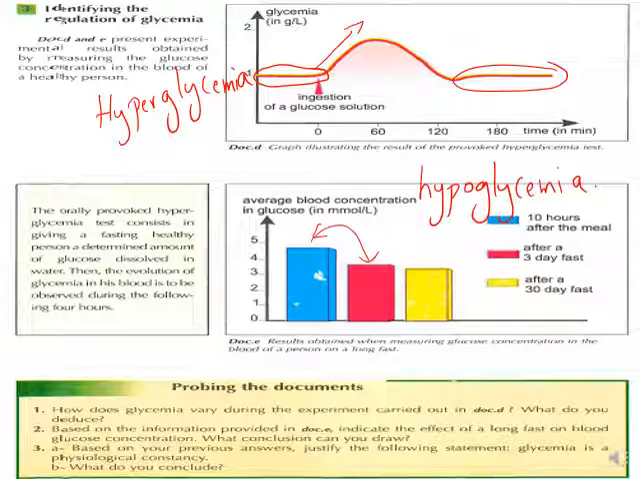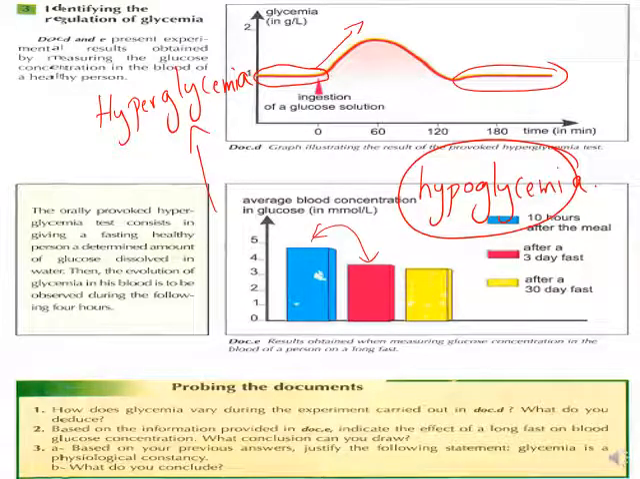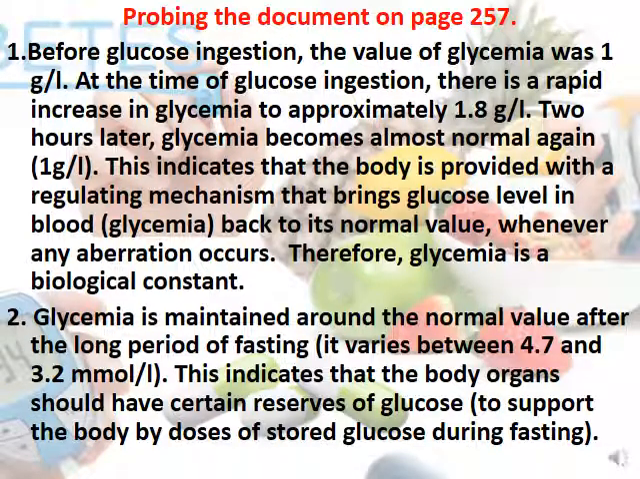Part B, what can you conclude? We can conclude that the body should be provided with a special mechanism that regulates the level of glucose in blood in both cases, in the case of hyper or in hypoglycemia. So let's move to probing the documents, to the answers, but we already solved them.